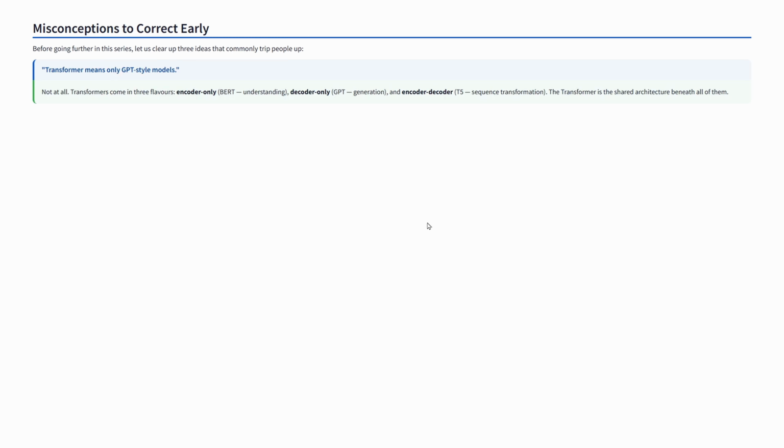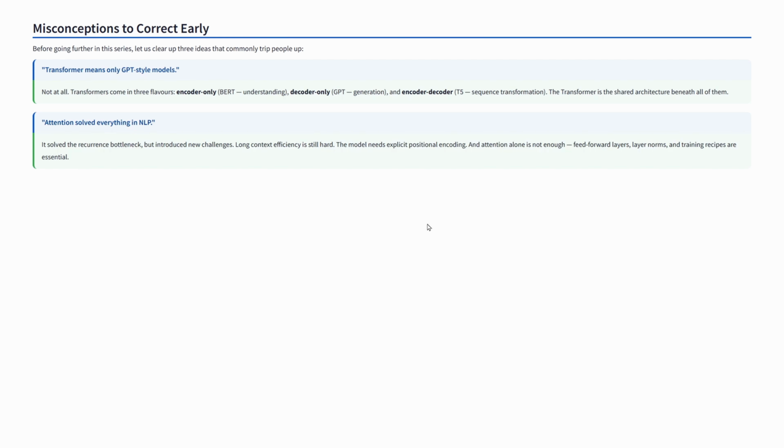First one, transformer meant only GPT style models. That's not right at all. The transformer came in 3 main flavors: encoder only, that is models like BERT designed for understanding and classification; decoder only, models like GPT designed to generate text one token at a time; and encoder decoder models like T5 designed for tasks where you transform one sequence into another, like translation or summarization. The transformer is the shared architecture beneath all of them. GPT is just one branch of a much bigger family.